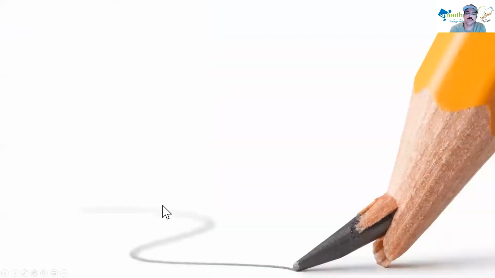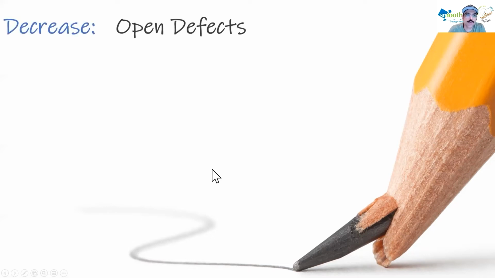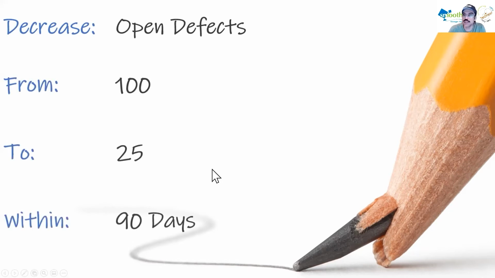What if the problem is quality? Customers are frustrated, we are embarrassed at the quality, or lack thereof, in our product. Another possible measure for your agile enablement, or a quantified target for your agile enablement, could be: let's decrease open defects from 100 to 25, again, within 90 days, all right?